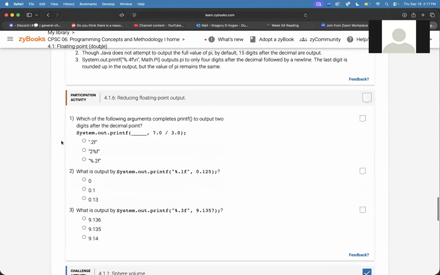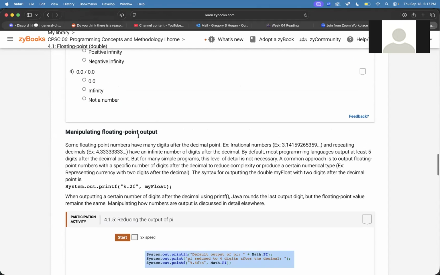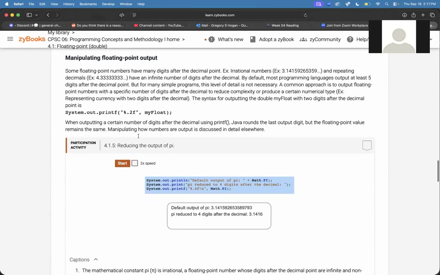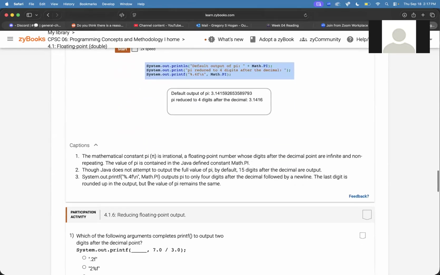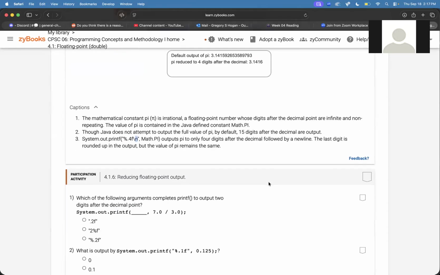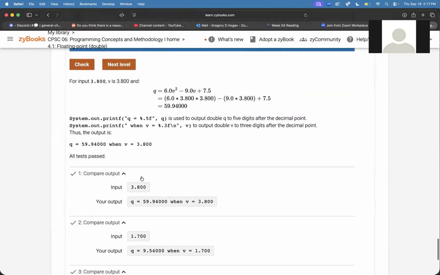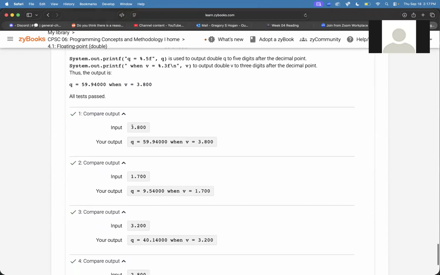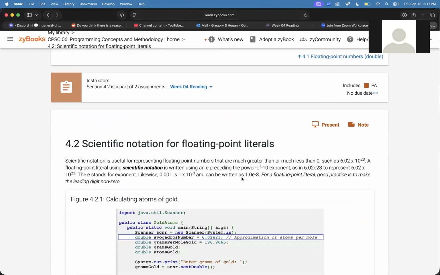And if you scroll up, by the way, you will find descriptions of how to use printf, and they should explain the new line thing, like the backslash n is a new line, and so on up here. So let's see, did we get it? We did, right? We got it. 3.8 and then Q equals 59 point whatever when V equals whatever. So there we go. So let's skip to the next one.